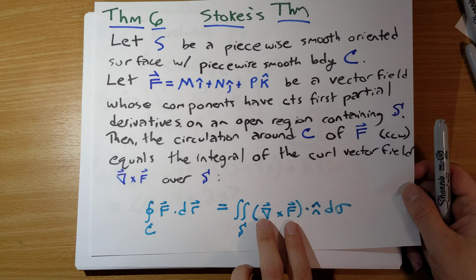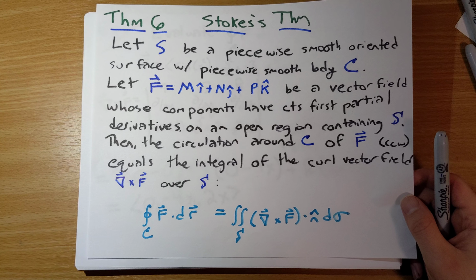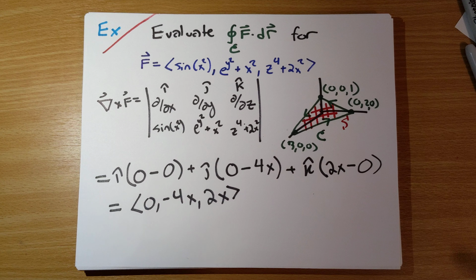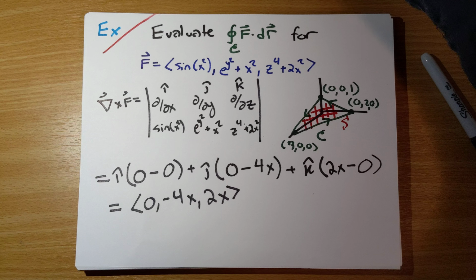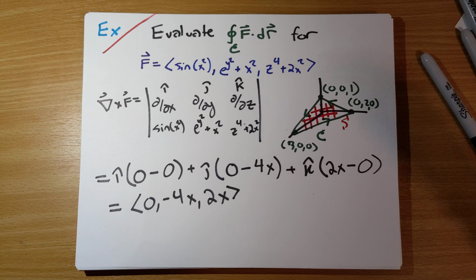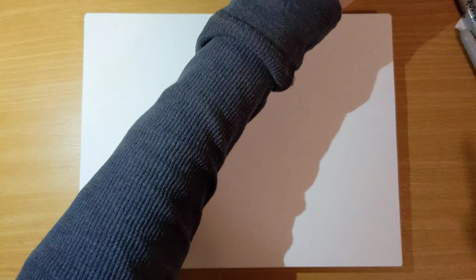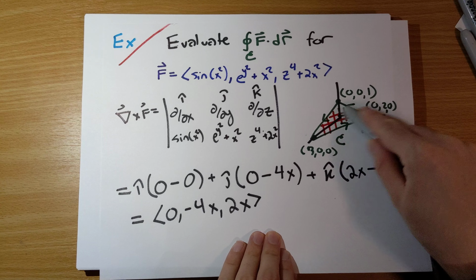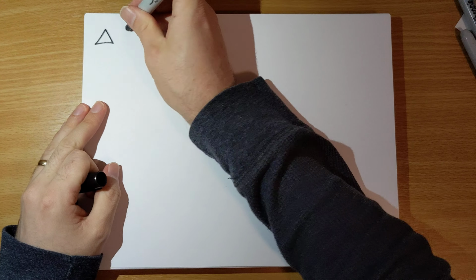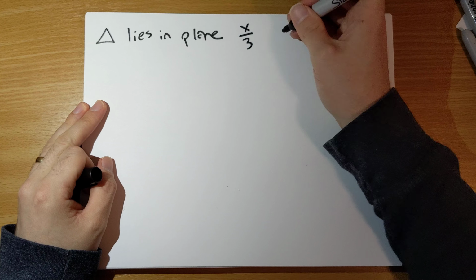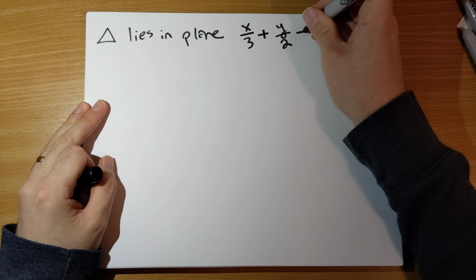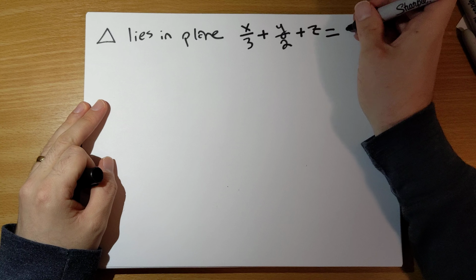So now what do we have to do? We have the curl here. We have our normal vector. Okay, we need to find our normal vector. But really we should be thinking, how are we going to go about doing this? Maybe the most thematic way to do this is to say this is the graph of a function, z as a function of x and y. How do we come up with this? Well, realize that this triangle lies in the plane x over 3 plus y over 2 plus z is equal to 1.